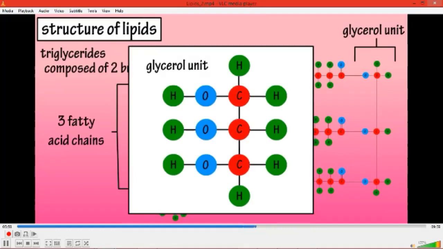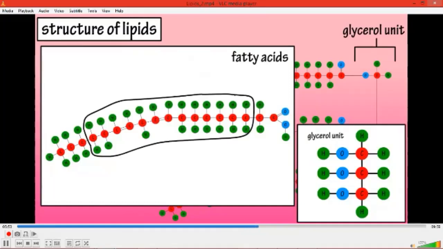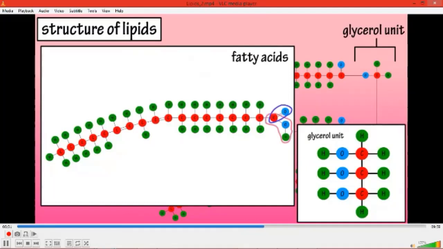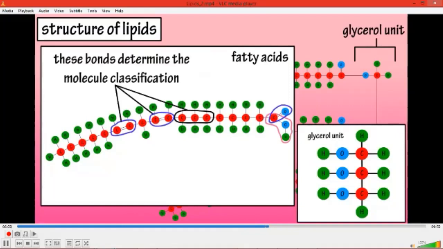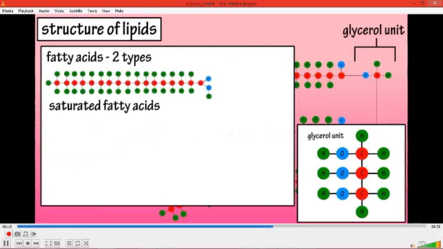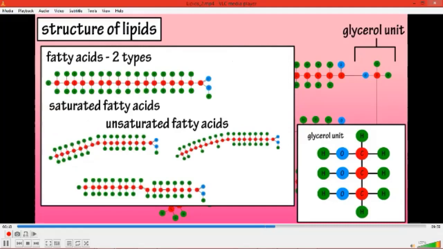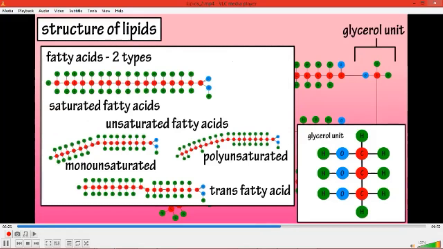to another carbon atom. Fatty acids are made up of long chains of carbon atoms and hydrogen atoms, with an end carbon atom bonded to a hydroxyl OH group and a double bond to an oxygen atom. Some carbon atoms are linked by single bonds and others by double bonds. These bonds determine which type of fatty acid the molecule is classified as. There are 2 types of fatty acids, saturated fatty acids and unsaturated fatty acids, which include monounsaturated fatty acids, polyunsaturated fatty acids, and trans fatty acids. We will cover fatty acid molecules in depth in a separate video.